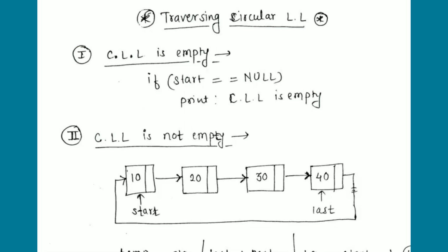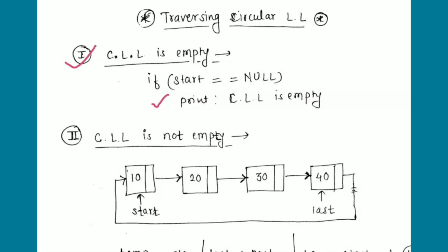Now we will check how to traverse a circular linked list. When you want to traverse a circular linked list, there are two possibilities. The first possibility is that your circular linked list is empty. In that case, you need to display a message that the circular linked list is empty and there is nothing to traverse or to display with respect to the circular linked list.